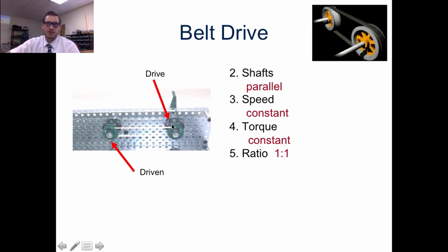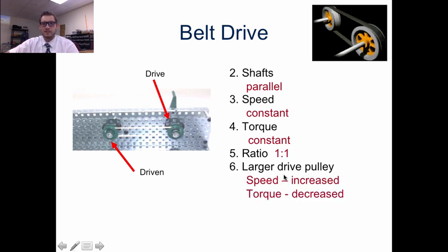Right here we have the handle, so this is going to be our drive side. Over here we have the driven side. The shafts are parallel, the speed is constant, the torque is constant, and the ratio is 1 to 1. They're the same size. Okay. Speed increase, torque decrease if the larger drive pulley.